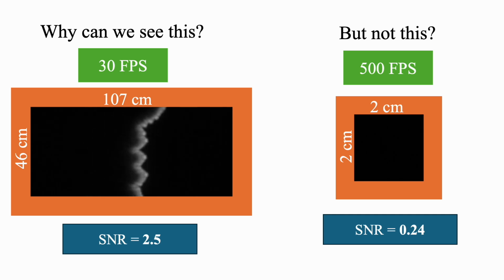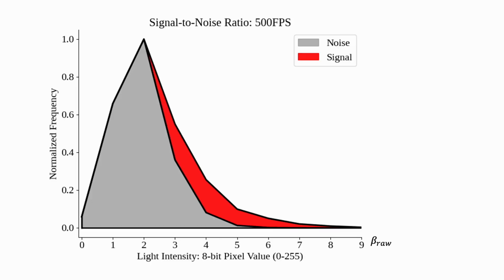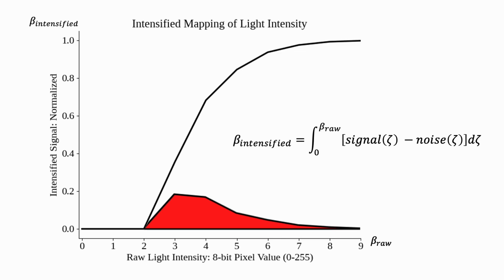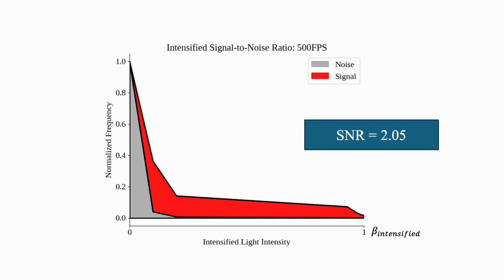Now we can understand why we can see the 30 frame per second video, but not the 500 frame per second video. So the question becomes, how can we do some quick processing to actually see the 500 frame per second video? We are first going to look at our signal-to-noise ratio diagram of our 500 frame per second video. We are now only going to look at the area above the noise curve but below the signal curve. We are then going to integrate this curve and normalize the values from 0 to 1. This represents a mapping between 8-bit pixel values to light intensity, 0 being black, 1 being white. This artificially shifts our histogram, resulting in a new signal-to-noise ratio of 2.05.